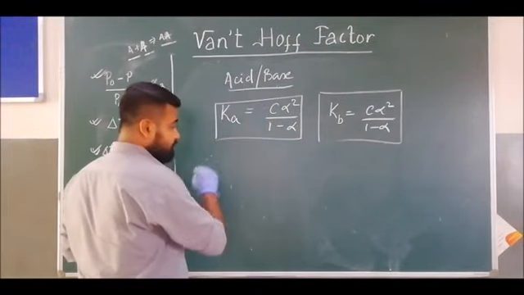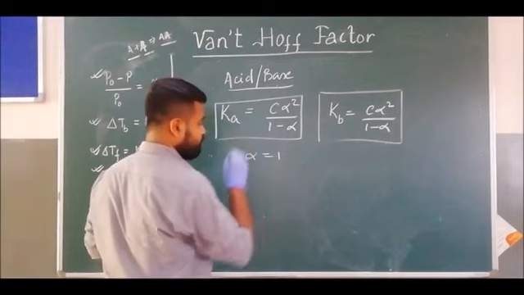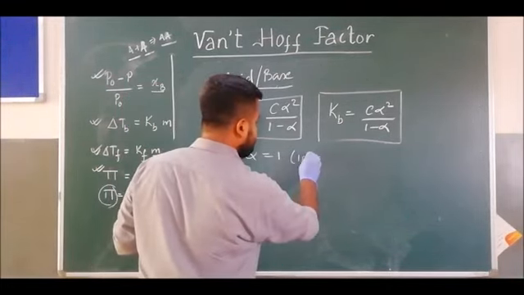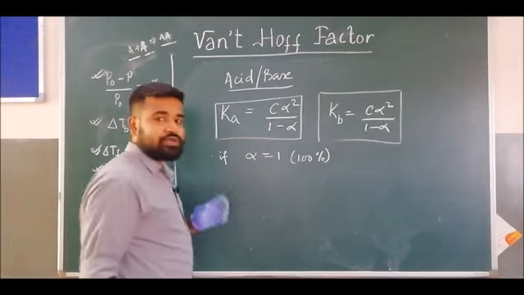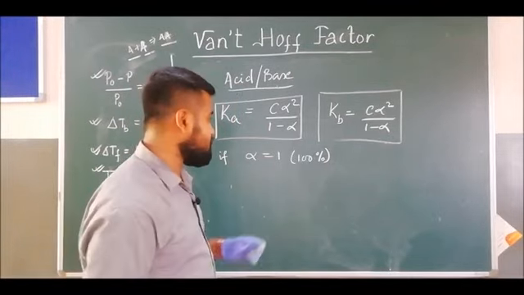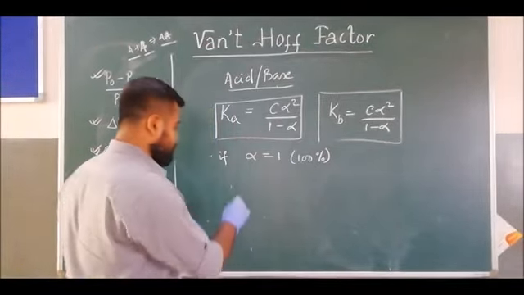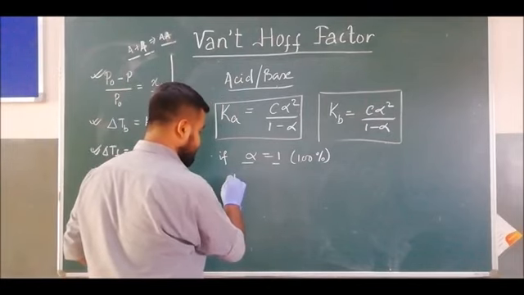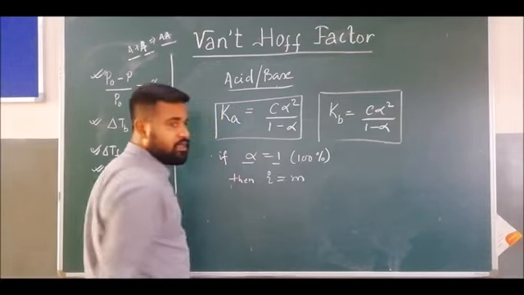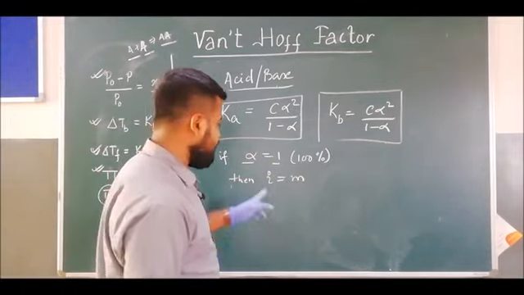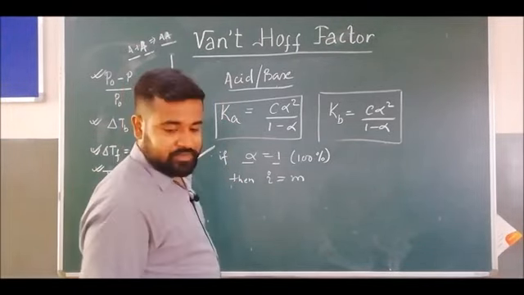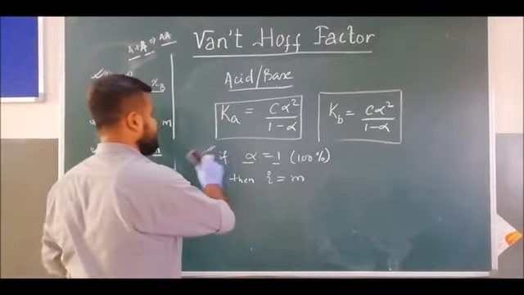Now remember, if alpha equals 1, it means 100% association or dissociation. Whenever alpha equals 1, there will be complete dissociation or association, and it is 100%. So if alpha equals 1, then i will be equal to M. Clear? This is the concept of alpha.